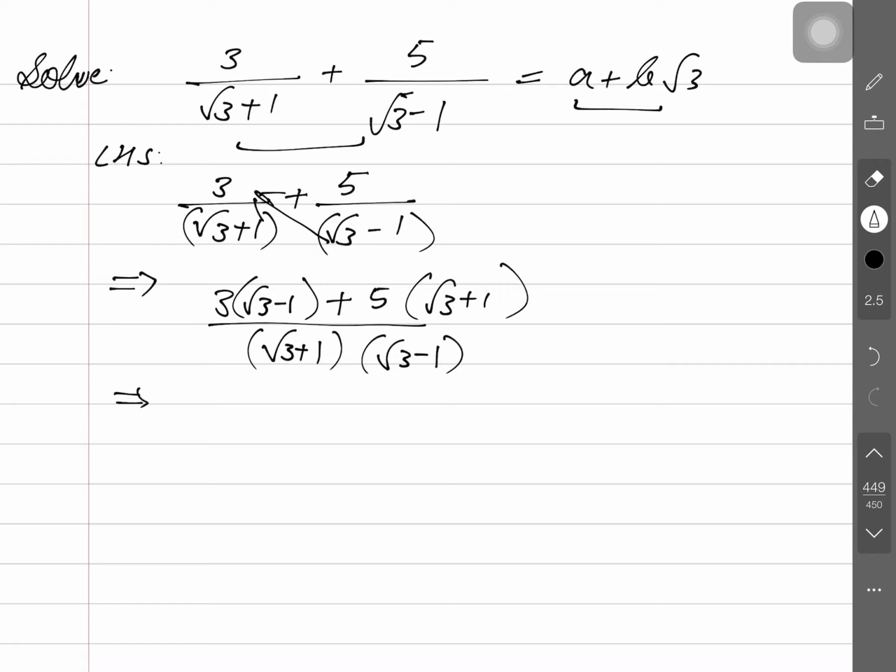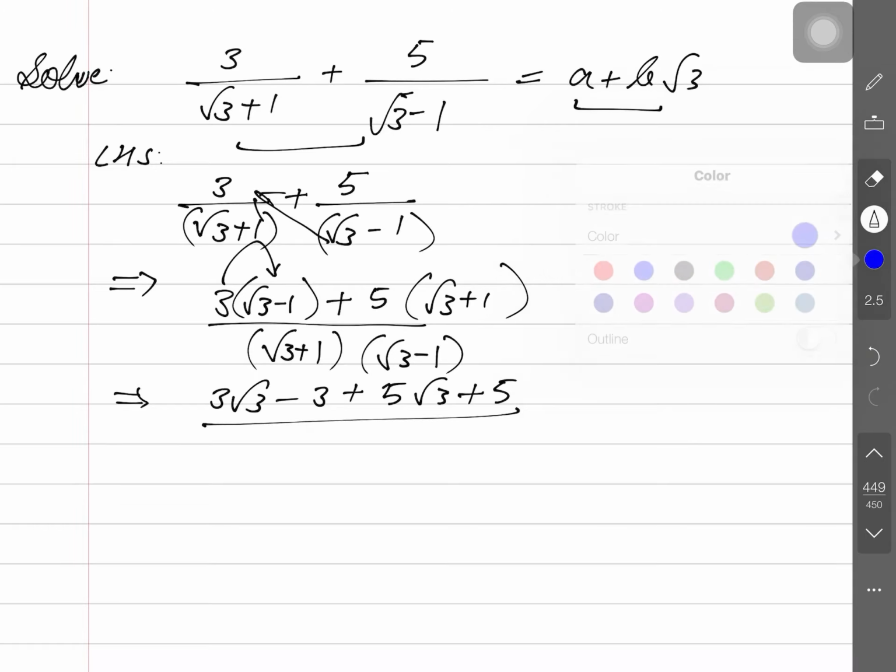Right. What next is to be done here? This is to be introduced inside. So it shall be 3 root 3 minus 3 plus 5 root 3 plus 5, divided by what next? What type of pattern is occurring here? You may see this pattern. Please check, what type of pattern is this? A plus b, a minus b pattern.